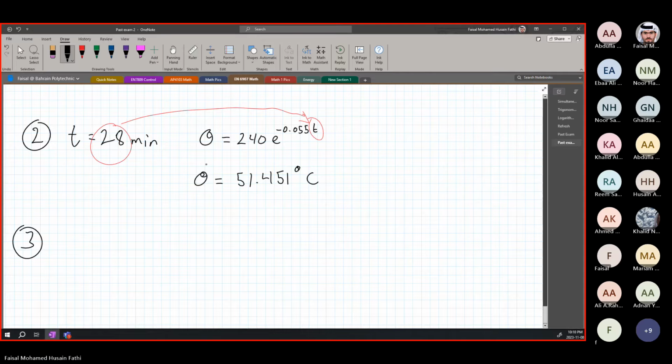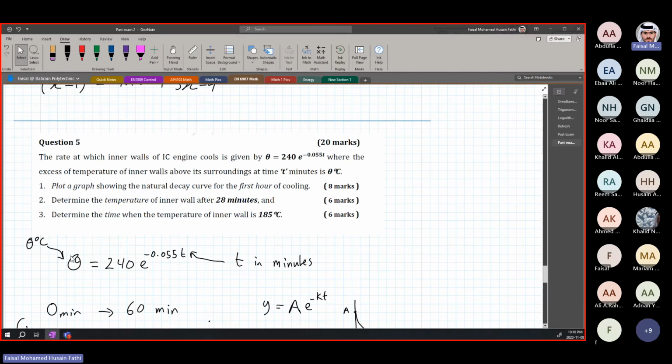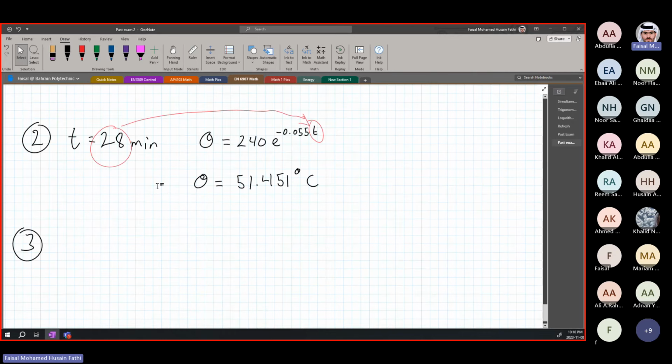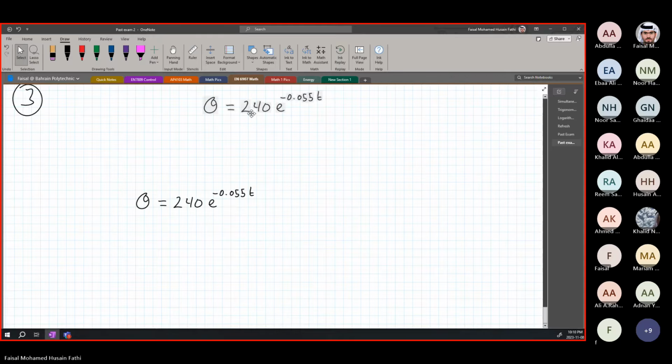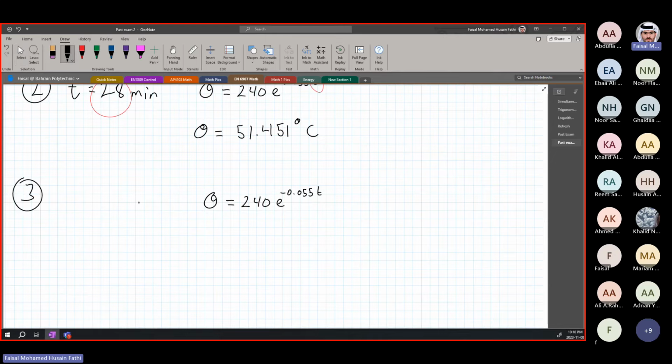Question 3. We use the same equation, but now what do they say? They gave us the temperature, find the time. So the temperature is 185 degrees Celsius. We just substitute this into here.